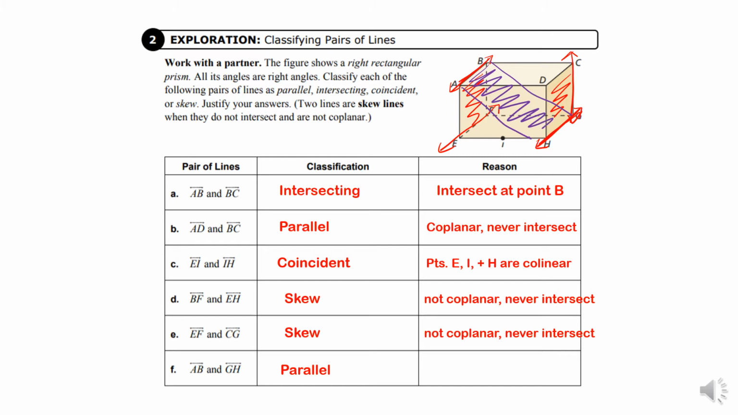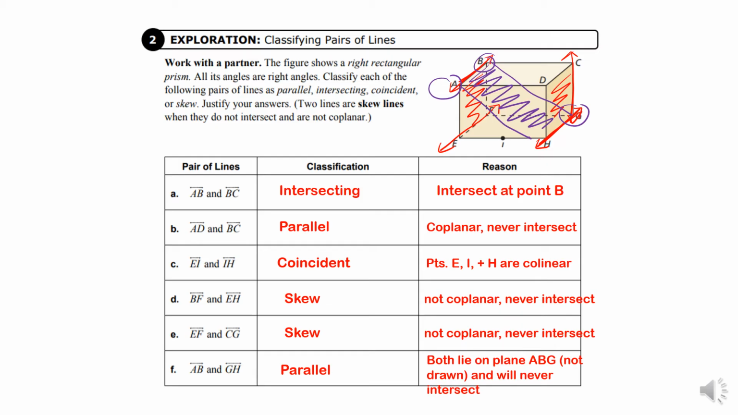And that plane is ABG. So you just pick three points, A, B, G, and they lie on plane ABG, so they are parallel, and will never intersect.